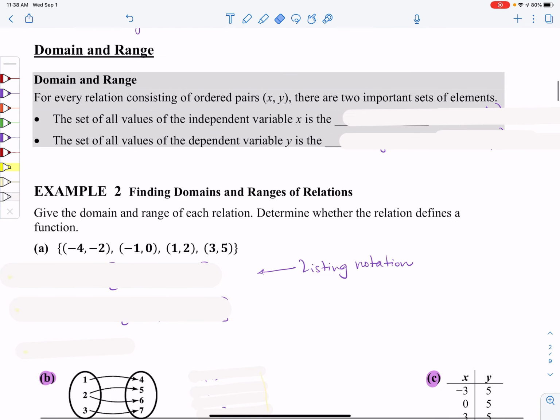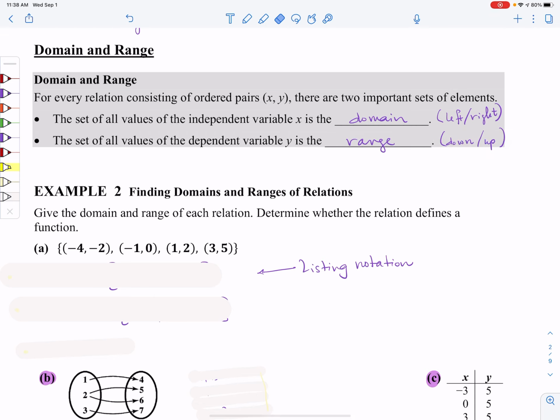All right, let's talk domain and range. In domain and range, all of your x values are called the domain. And I like to throw out here that not only is this called domain, but visually, these are my left and right values. My y values are going to be called my range. And these are going to be my down values and my up values, or my bottom values and my top values. Think about y's, they're always ups and downs. And I like to start with the bottom values and work my way up.